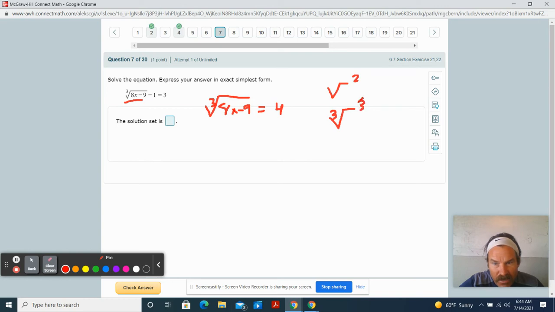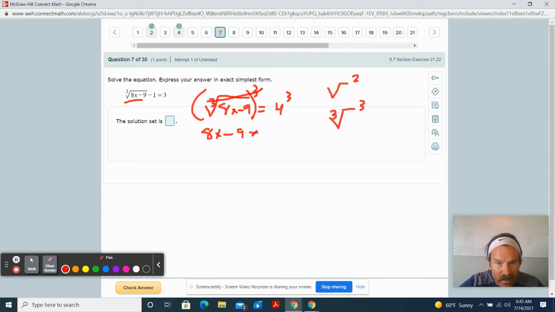You just take the third power of both sides. So I'm going to just use parentheses here. I'm going to take the third power on this side, and I'm going to take the third power on this side. So this third power cancels with the third root. So you get 8x minus 9.